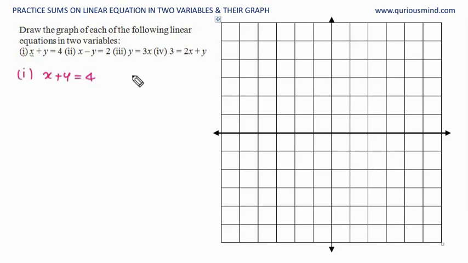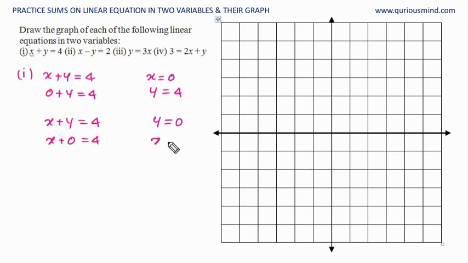Let's put x is equal to 0. So if x is equal to 0, then 0 plus y is equal to 4. That means y is equal to 4. So this is one solution which we got. Second, let's put y is equal to 0. And therefore it will be x plus 0 is equal to 4. And that means x is equal to 4. So we got 2 points, (0, 4) and (4, 0).